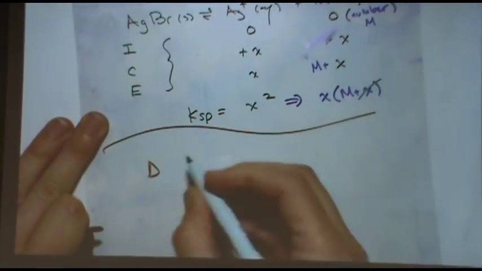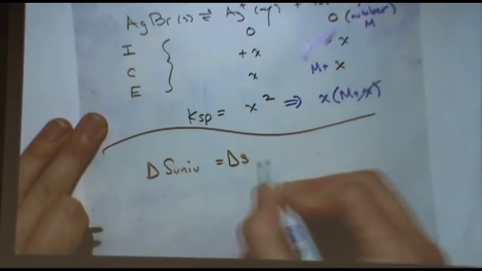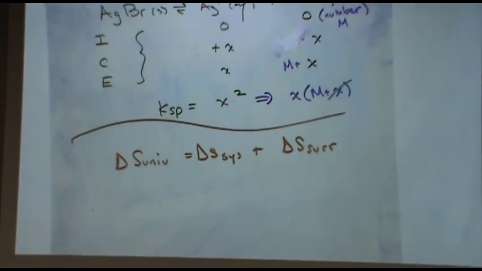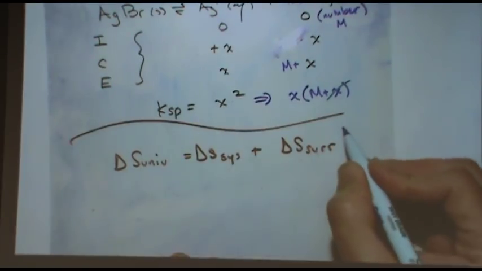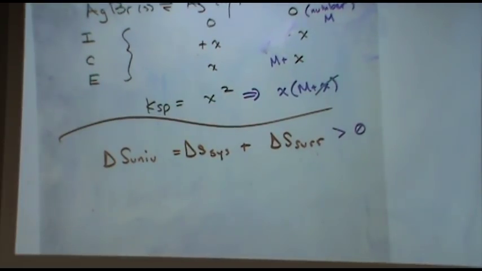Next, delta S of the universe. So this is the second law. Second law says delta S of the universe equals delta S of the system plus delta S of the surroundings. And what would we say about this whole statement? It's always increasing or it's greater than 0. So that's the second law of thermodynamics. That's always increasing or greater than 0.